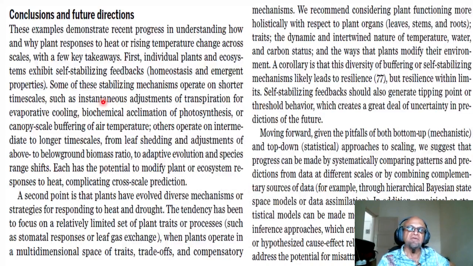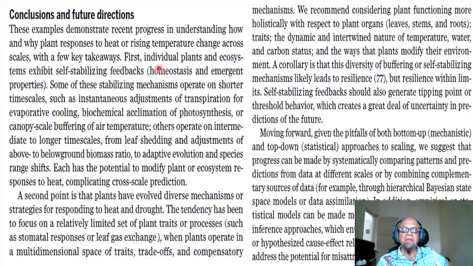Let's then conclude this nice paper with some future directions provided by the authors. As I said, I've been supremely brief, so you want to read the paper if you're interested in further details. The examples we looked at demonstrate recent progress in understanding how and why plant responses to heat or rising temperature change across scales, with a few key takeaways.